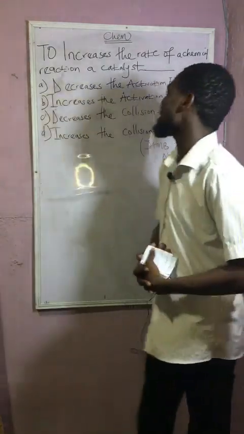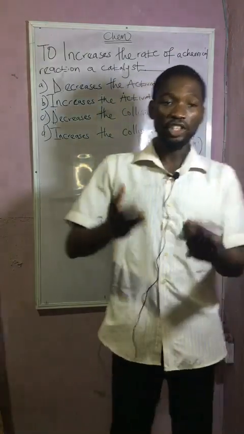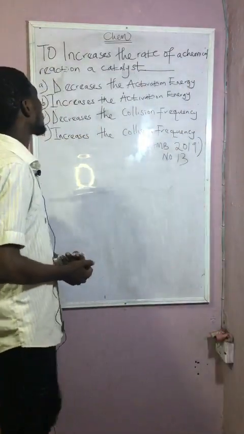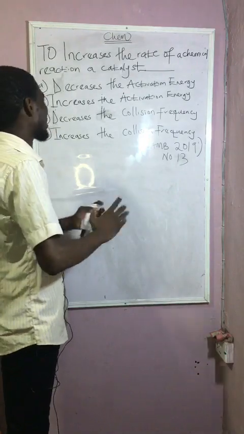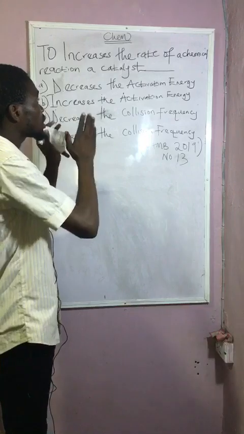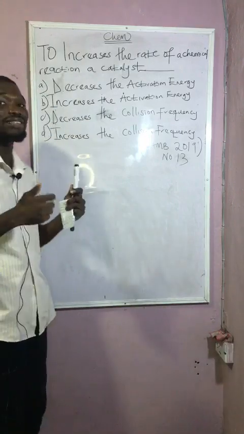Today I want to look at a question which some JAMB students are having issues with. So what do you have on the board? It states: to increase the rate of a chemical reaction, a catalyst dash. Before we can go deep into this, there is what you need to know. First and foremost, what is a catalyst?